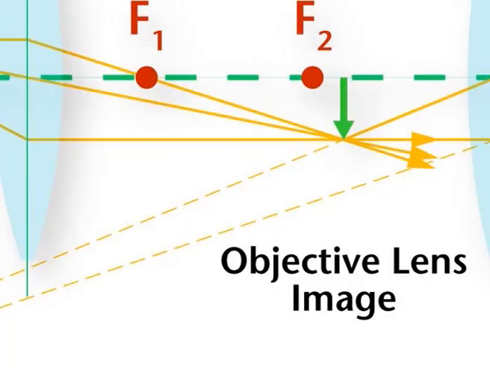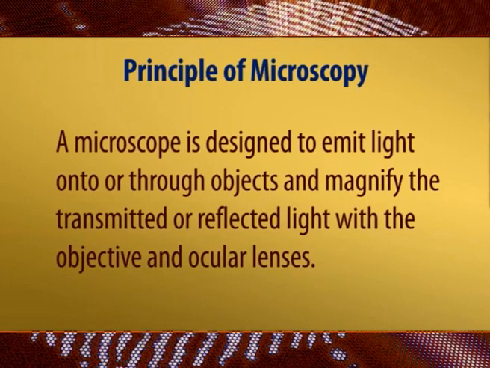Let us now come to the principle of microscopy. A usual microscope comprises an objective lens, ocular lens, lens tube, stage and a reflector. The objective lens magnifies the specimen placed on the stage. The magnified image of the specimen, when focused, can be observed through the ocular lens. A microscope is designed to emit light onto or through objects and magnify the transmitted or the reflected light with objective and ocular lenses.